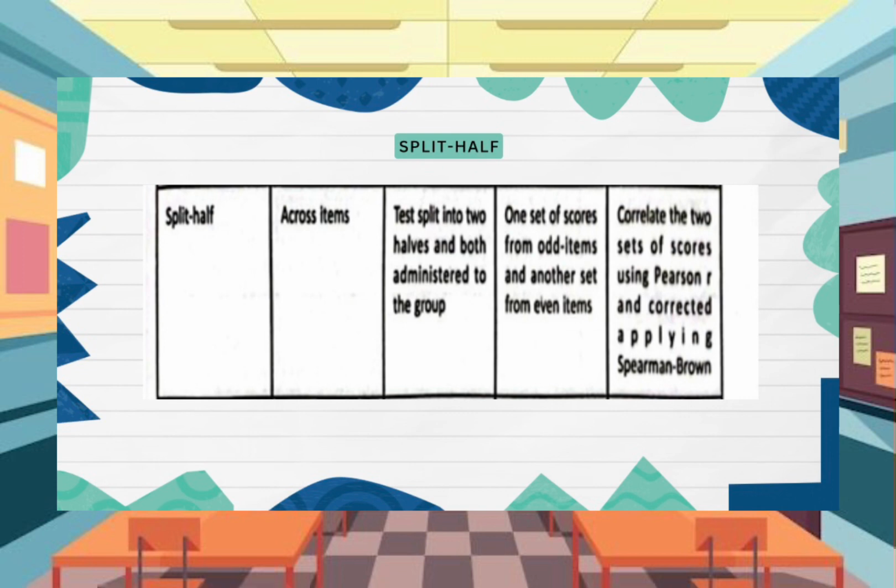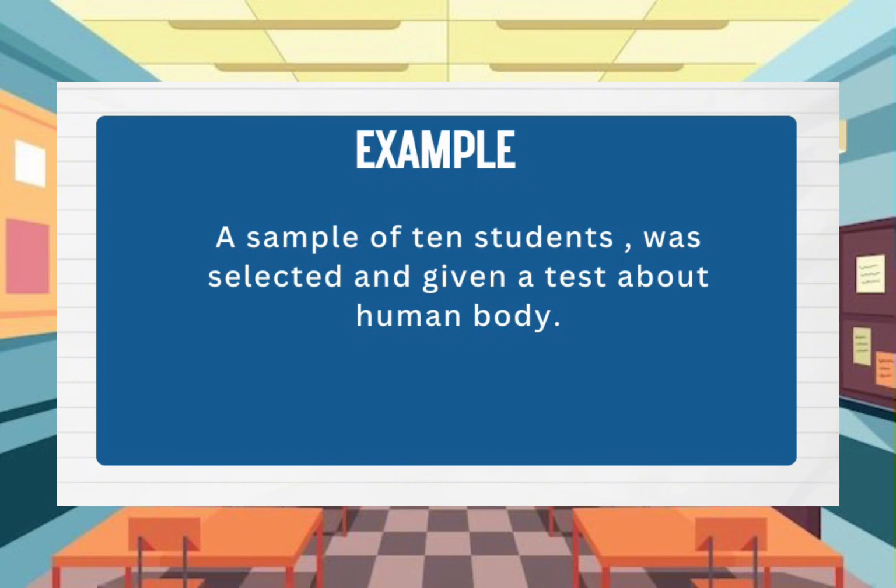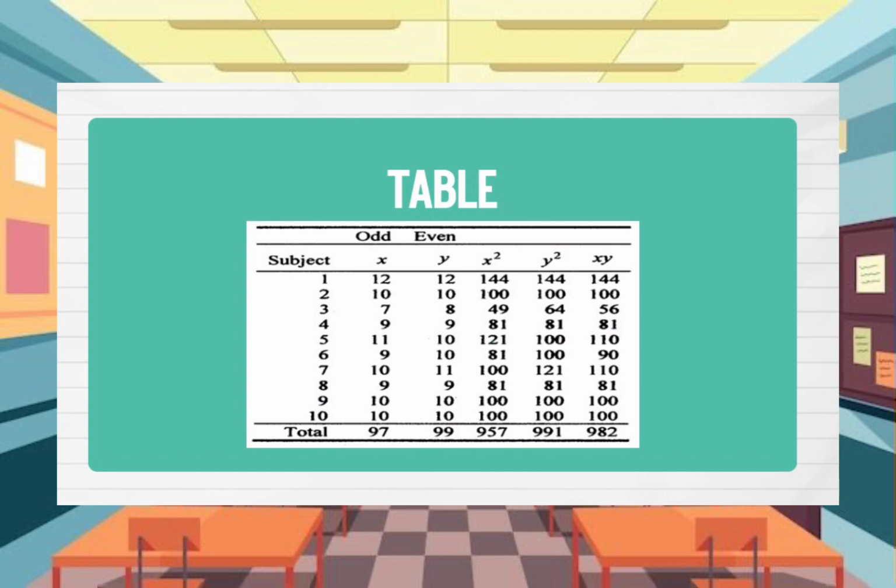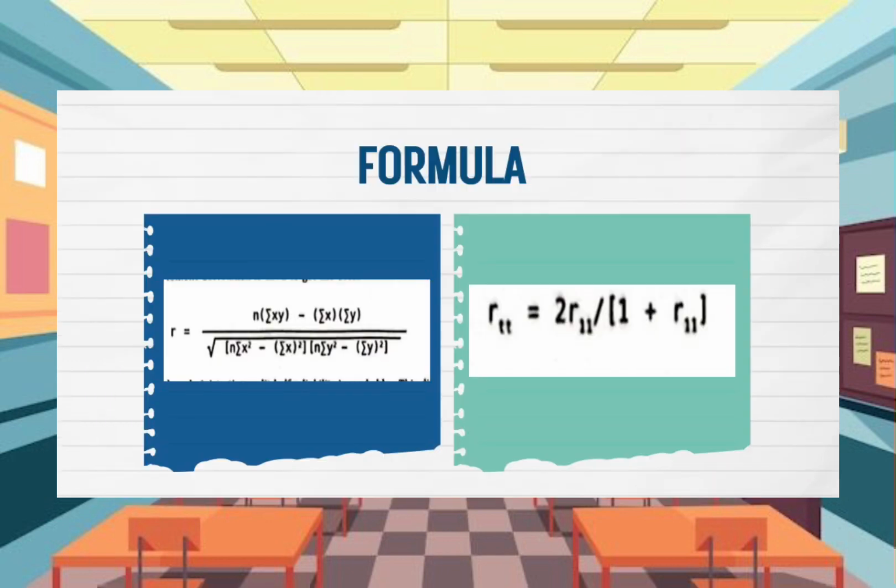So, this is the example of our split half. A sample of 10 students was selected and given a test about the human body. This is the table, just like our example for the test-retest, on how to find the values of x, y, x squared, y squared, and xy. We will use two kinds of formulas, the Pearson and the Spearman-Brown, in finding the reliability coefficient for split half.